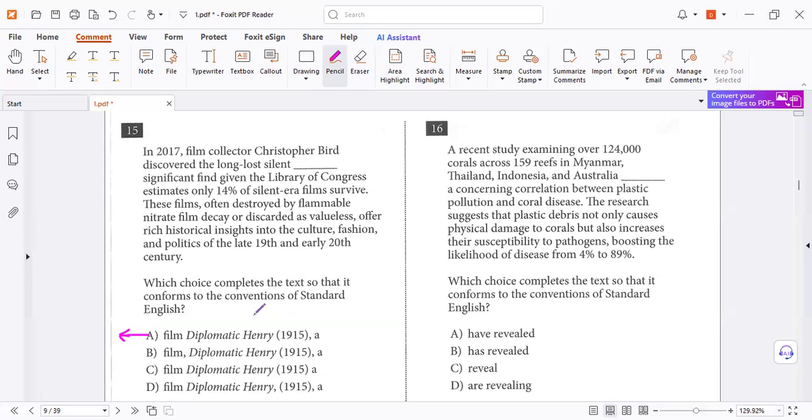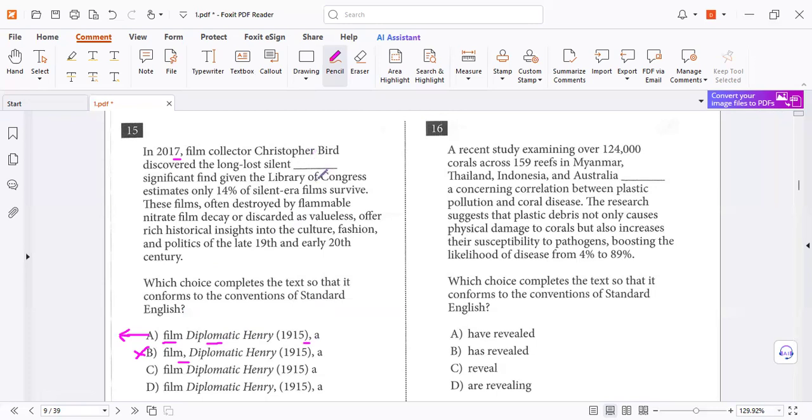Let's see from the beginning. In the prepositional phrase, film character, the name, discovered that the long lost silent film, and then the name of the film. Here, this is the name, this is the proper name. Don't read punctuation. So here, B is wrong. Now, the diplomatic Henry, and this is non-essential, comma.